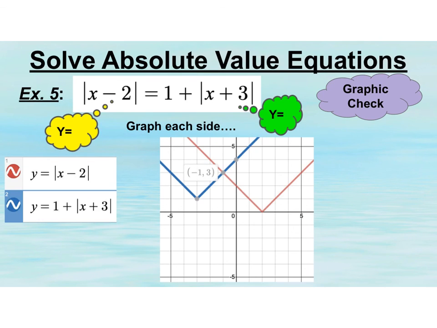So if I think about the shift, my blue graph is shifted to the right 2, although it's my red graph here. And then my other one is shifted left 3 up 1, so I am over at that point. They both have a slope of 1, so I have my V shape, and I can see that their point of intersection is in fact negative 1, 3, which means that x is negative 1, so it works. And we can also see why nothing else worked, because they're only going to intersect at that one spot.